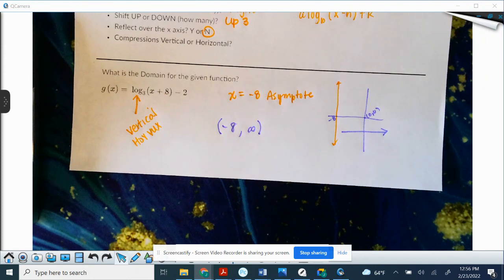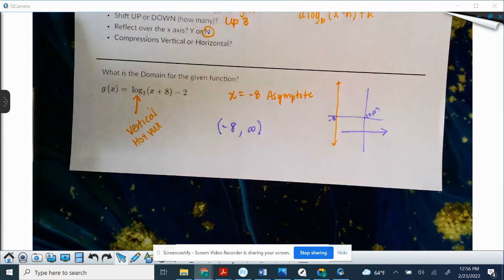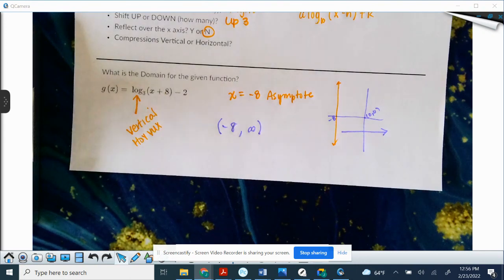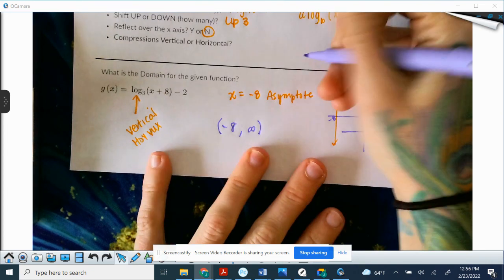Miss Sigmund, is number 10 vertical? Is number 10, I don't have them numbered. Good question. The one above the one that we did just now. Yes, it should have a vertical asymptote as well. All log functions, like every single log function, no matter what they do, slide, flip, turn it, make it steep, less steep, all log functions are vertical.